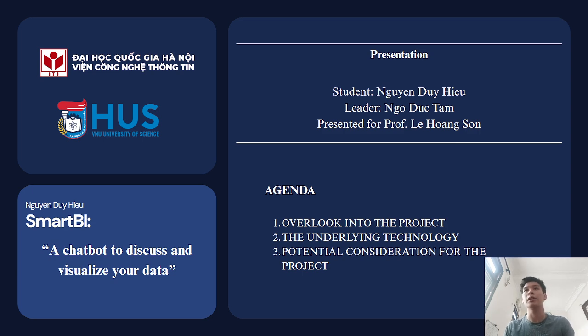We have three sections. The first one, I'm going to take a look at the overview of the project, which is the system architecture and the technologies used in the project. The second one is the underlying technology, the underlying data structure. And the third one, I'm going to focus on the potential considerations for the project.